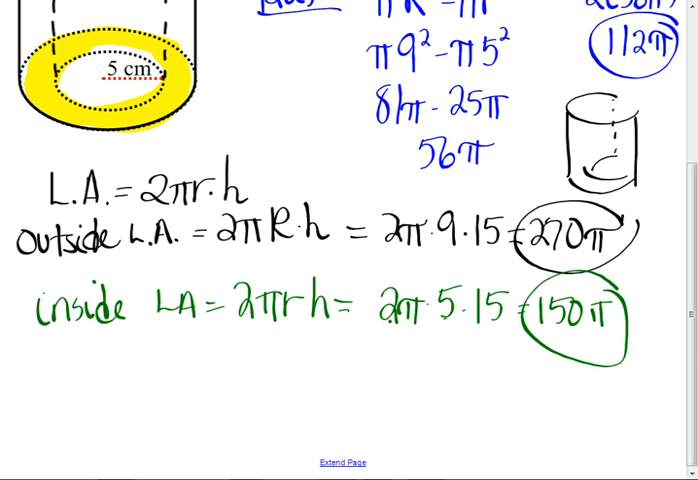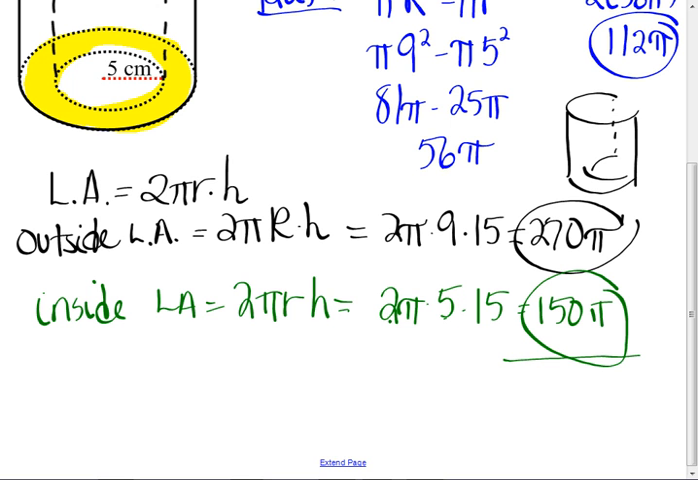What are we going to do with all those? So add them. No, we're not going to subtract. We're painting it all. I want to paint the inside of the cylinder, because that's what it said. I want the total surface area. So we're going to add them all up.